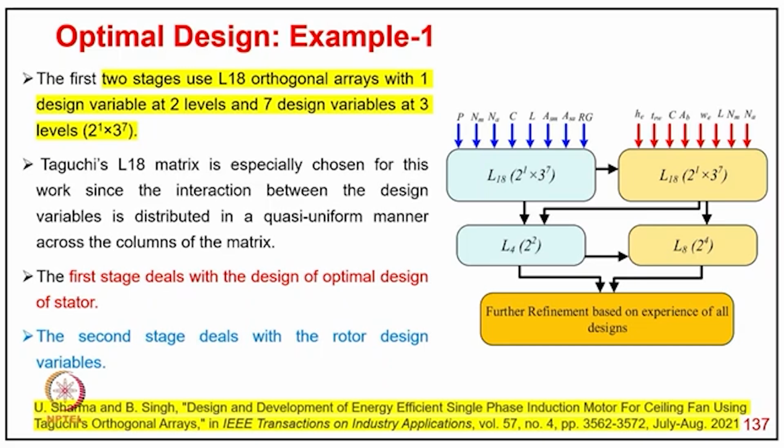The Taguchi L18 matrix is especially chosen for this work, since the interaction between the design variables is distributed in a quasi-uniform manner across the columns in the matrix. The first stage deals with the optimal design of the stator, and the second stage deals with the rotor design variables. Here it is shown how it typically goes.